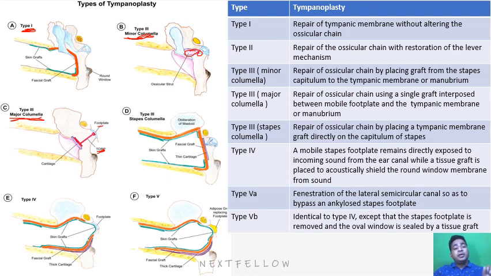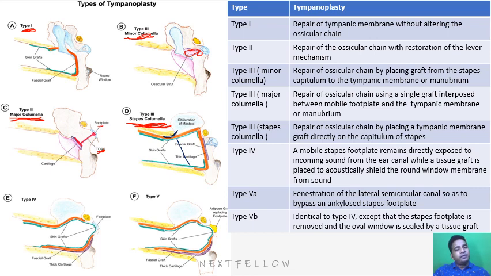Then comes the type 3 stapes columella. In the major columella process, what we are trying to create is the stapes bone: footplate, then comes a stapes bone. But suppose the stapes is intact, but the malleus is also eroded and the incus is also eroded. Only the stapes suprastructure is present. So in the type 3 stapes columella variety, we'll put a graft directly over the stapes capitulum. So my tympanic membrane level will not be at the level of the scutum. Suppose this is my original level, I'll mark it in blue. The tympanic membrane was at this level. Ideally, it should be at this level.